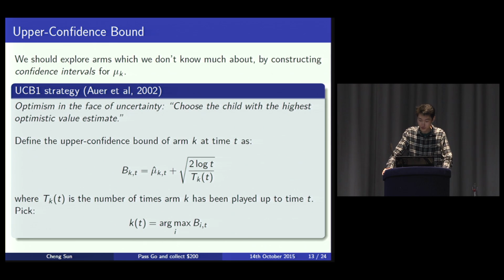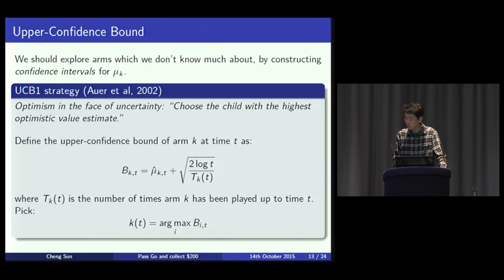So in 2002, a paper written by Auer et al. outlines the upper confidence bound strategy. The idea behind this is that we not only keep track of the empirical mean, we want to keep track of how much information we have about each arm relative to the other arms. So if we have an arm which we haven't pulled very much relative to the others, then we probably want to give it some more pulls just to make sure that we haven't actually let slip a better arm.